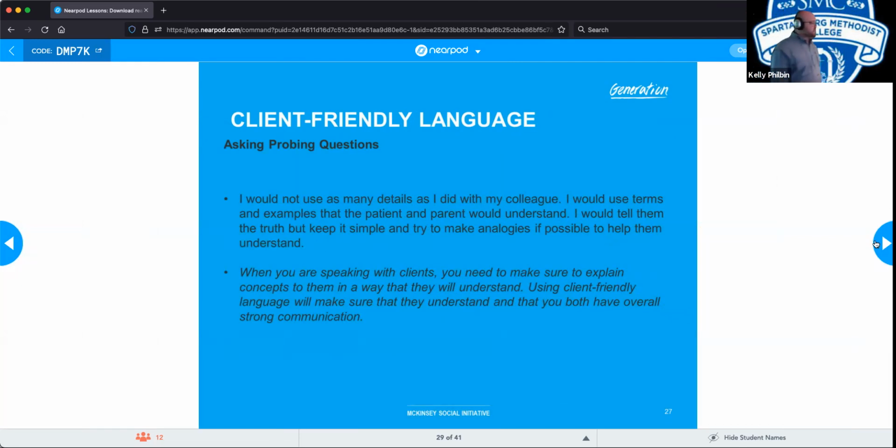When you're talking to a colleague, you would use as many details as possible. We discussed this earlier. With a patient, you would use terms and examples that they would understand. You would tell them the truth, but try to keep it as simple as possible while using analogies that would make it easier for them to understand.